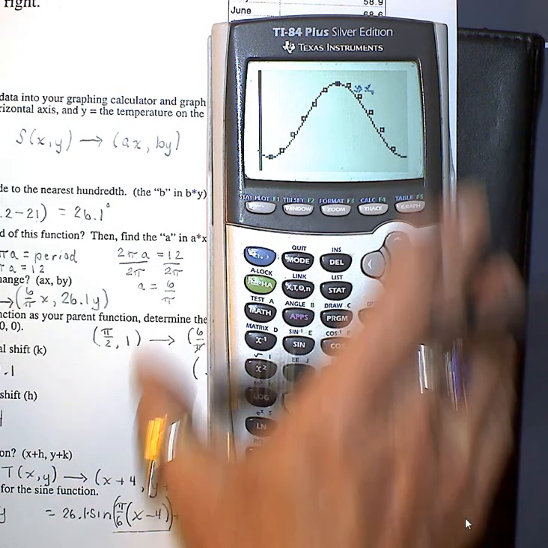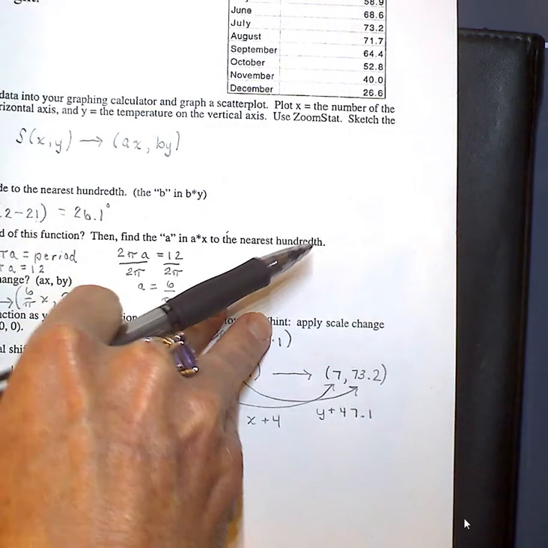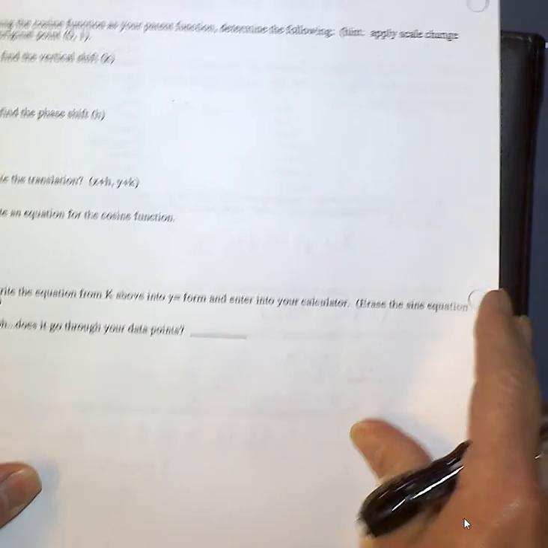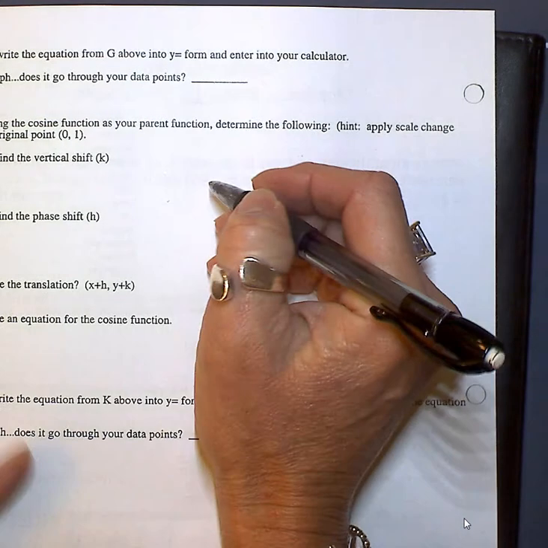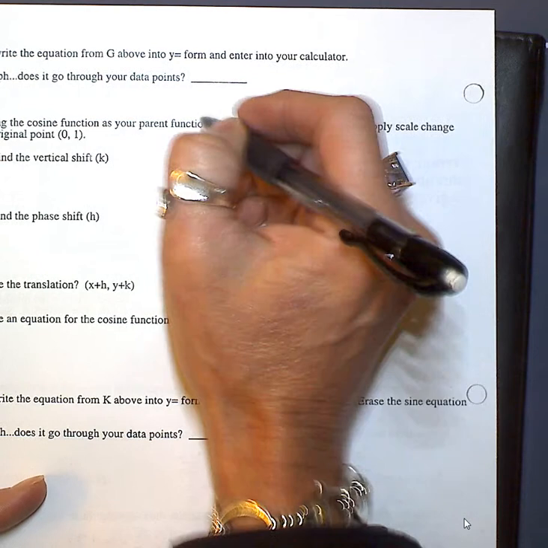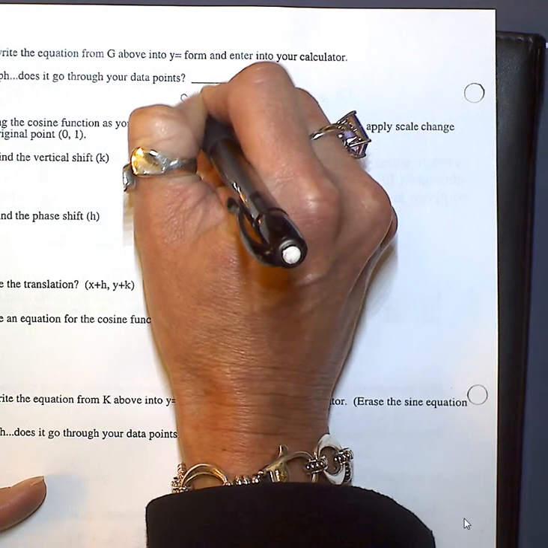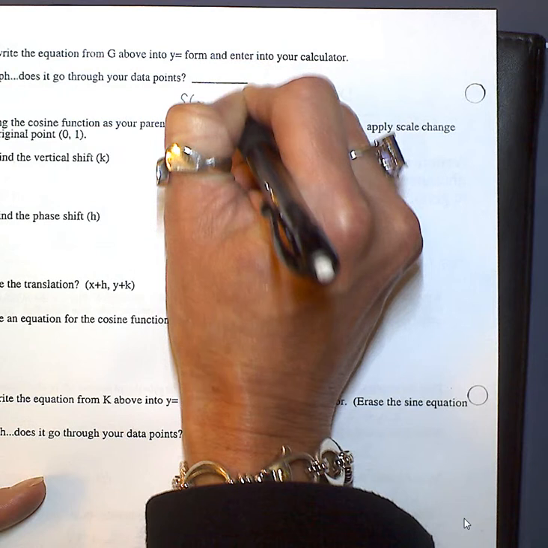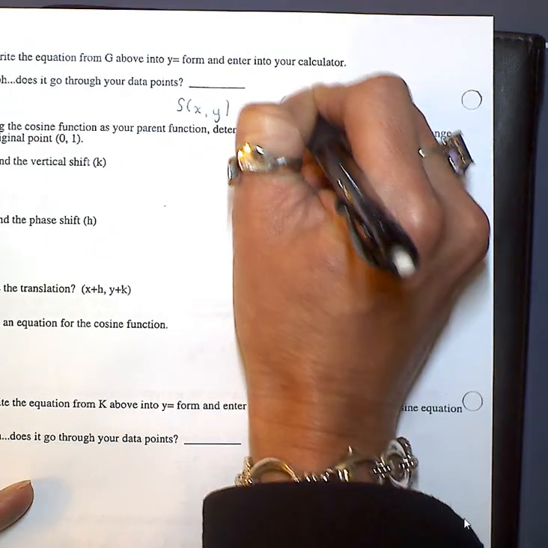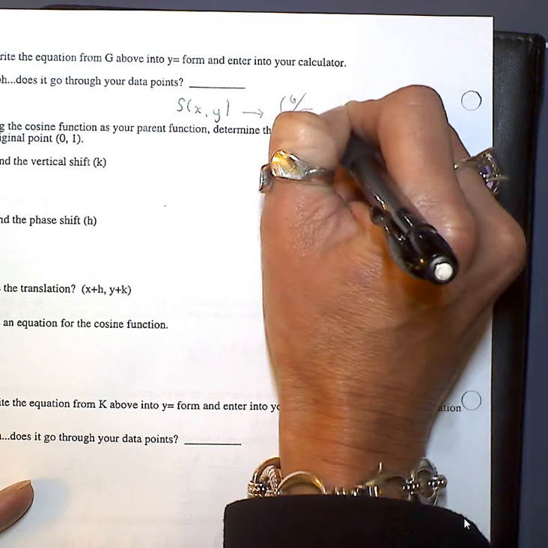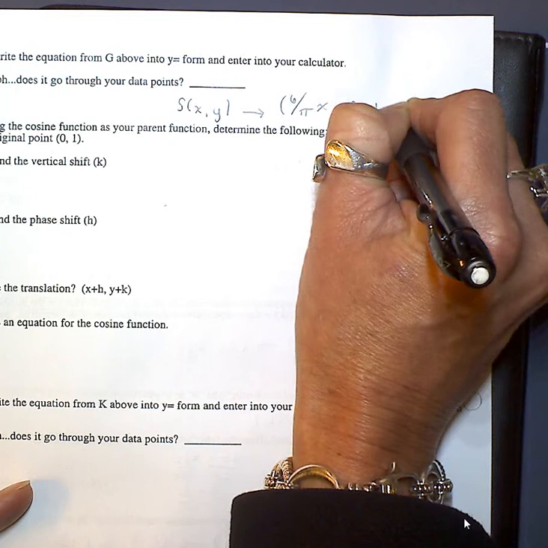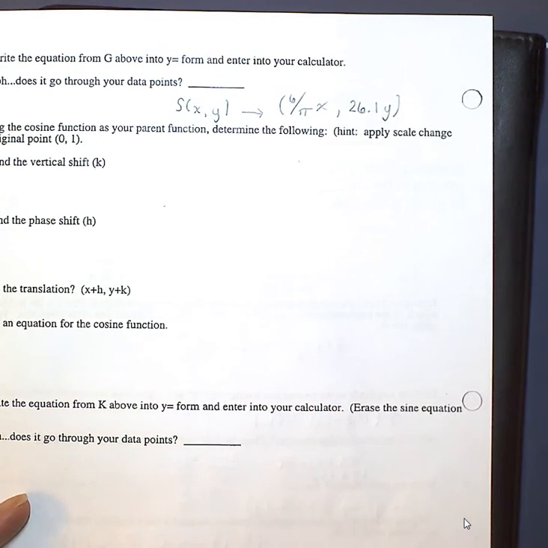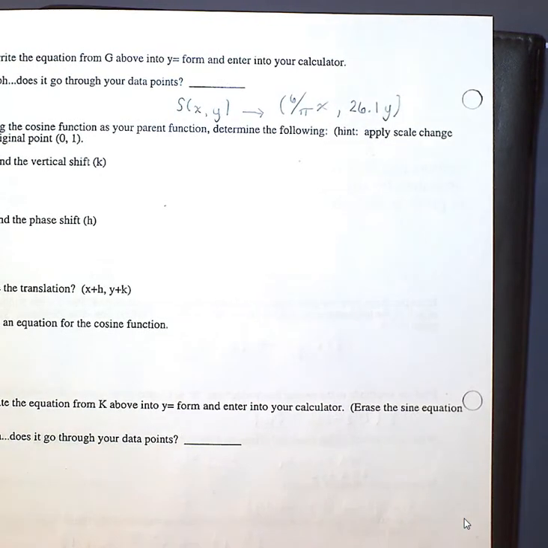Okay, so on the other side, you'll notice I've given you a place to do something similar with our cosine function. So we still have the same scale change rule because you told me period and amplitude are still the same. So every point (x, y) is going to map onto 6 over pi times x, and then 26.1 times y. We've got to find our translation.